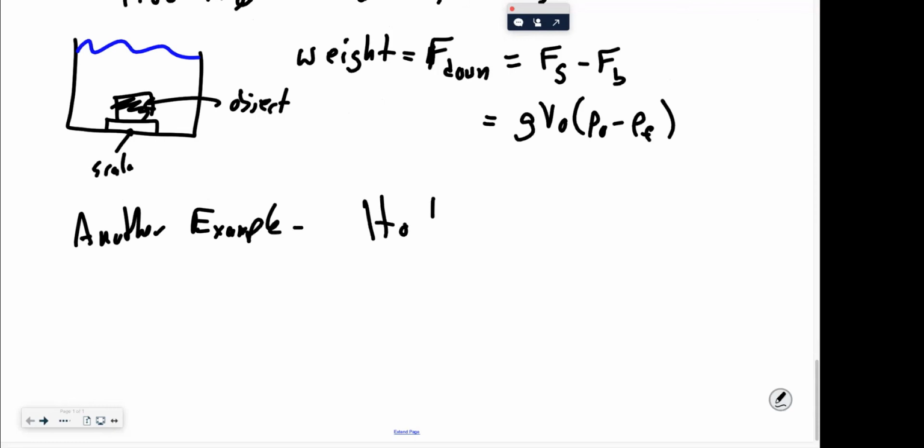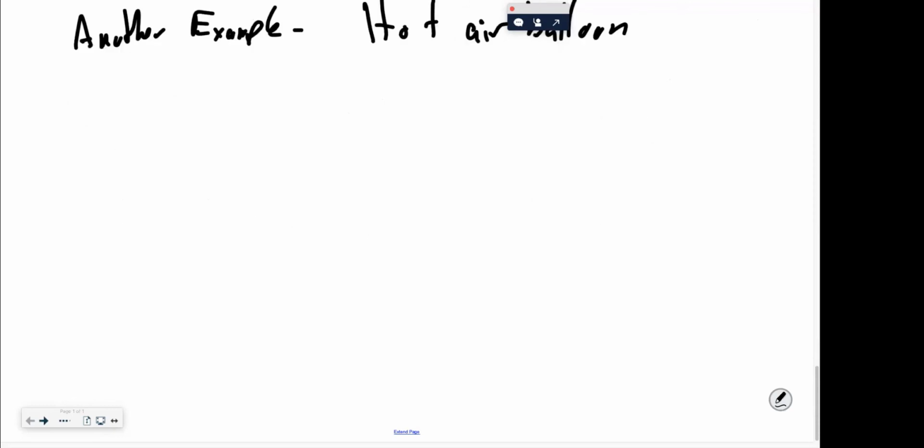A hot air balloon. So here's how a hot air balloon works. You've got some contained fluid here. This is all air now we're talking about. You've got hot air inside the balloon and cool air outside the balloon. And in fact, it's open at the bottom, right? If you've ever been in a hot air balloon, they have to be open at the bottom so you can shoot fire into there to heat it up.